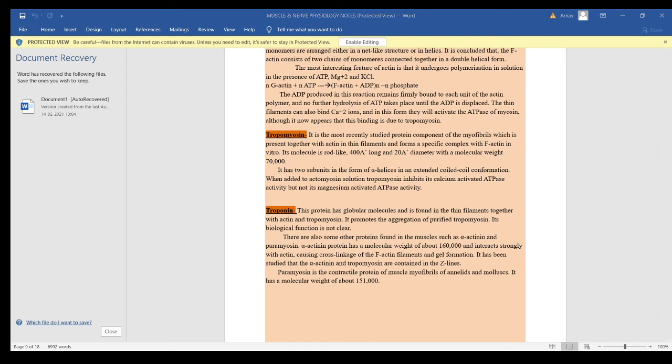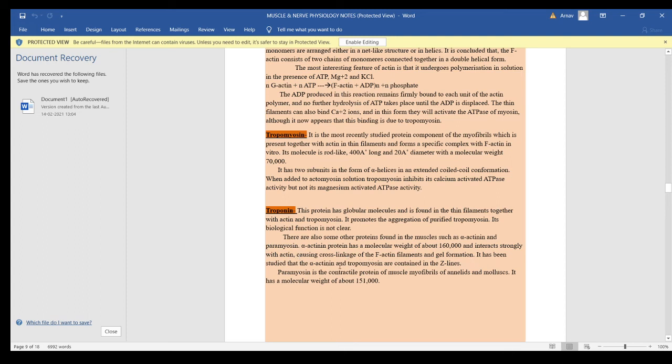Troponin has globular molecules, and it is found in the thin filaments together with the actin and tropomyosin. It promotes the aggregation of purified tropomyosin, and its biological function is not yet clear. There are also some other proteins found in the muscles such as alpha-actinin and paramyosin. Alpha-actinin has a molecular weight of about 160,000, and interacts strongly with the actin filament, causing cross-linkage of the F-actin filaments and gel formation.